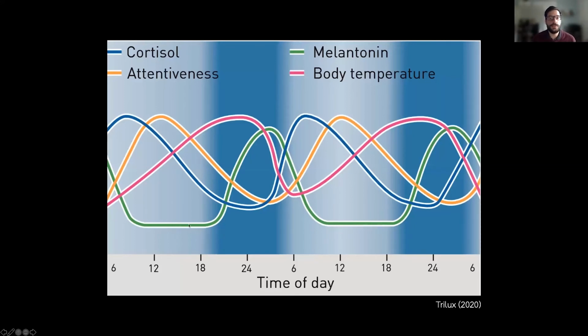And then in green, you can see the melatonin, which is exactly the opposite, which is our sleep hormone, which we need to get a good rest, to get a good sleep, to be relaxed, and to be attentive and active the next day again. So here you can see that the attentiveness is decreasing with an increasing melatonin, and also the body temperature, of course, like I said before, is reacting to this. With an increasing melatonin, you can see that the body temperature is also decreasing.